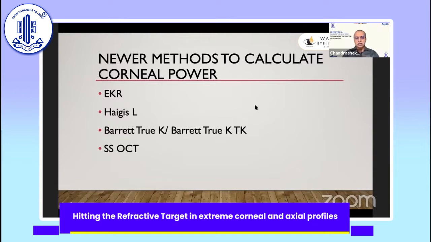And then EKR I'll come to shortly, and the other two also I'll come to shortly. You know very well that Barrett-Truquet and Barrett-Truquet TK, we don't know how they work, but they are really very good.